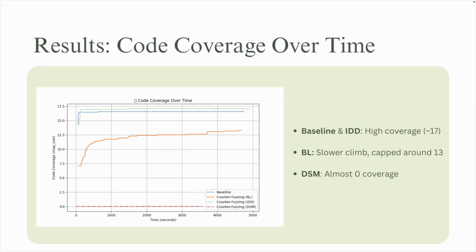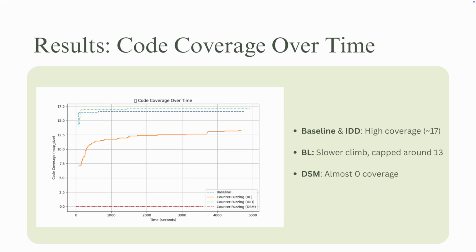So here are the results of the experiments. Let's begin by comparing code coverage across the four strategies. In AFL++, this is measured as edges, which refers to the number of unique control flow transitions that the fuzzer discovers. Both the baseline and IDD versions quickly reach high coverage, stabilizing around 17. In contrast, the BL version increases very slowly and stalls at around 13, because the constant delay prevents many test cases from being executed. The DSM version shows almost no increase in coverage. The fuzzer is blocked from entering the core of the program.